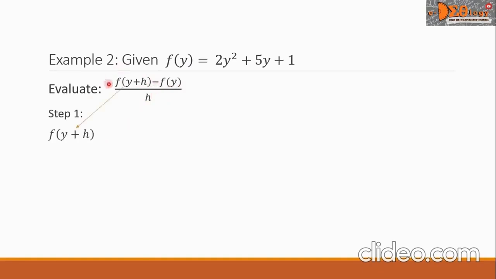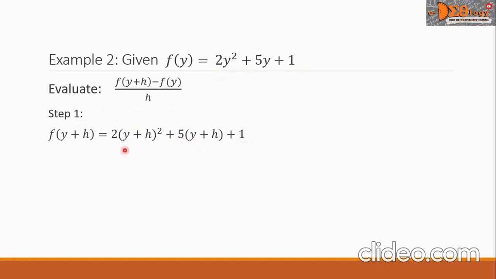Let us simplify this function f of y plus h. It means to say, I'm going to copy the same function here, but every time there is y, I will change that value by y plus h. So you see here, we have 2 times the quantity y plus h, and it is squared, plus 5 times the quantity y plus h, plus 1.